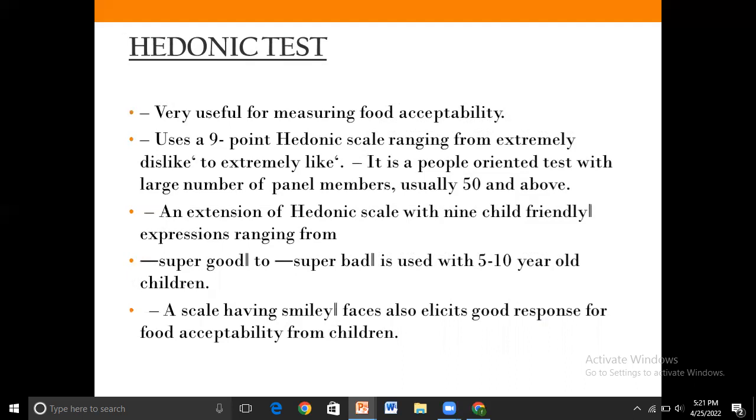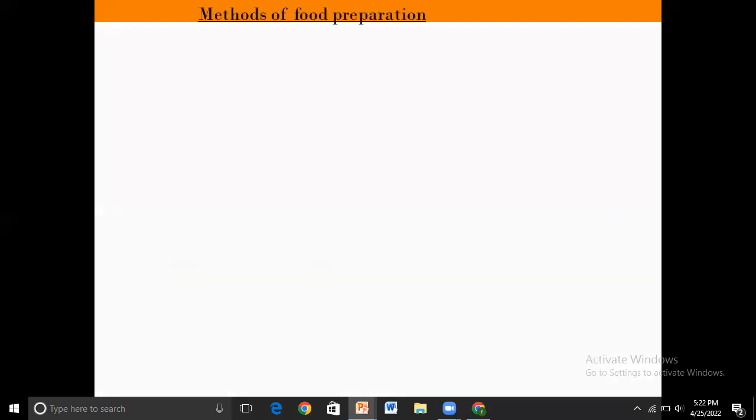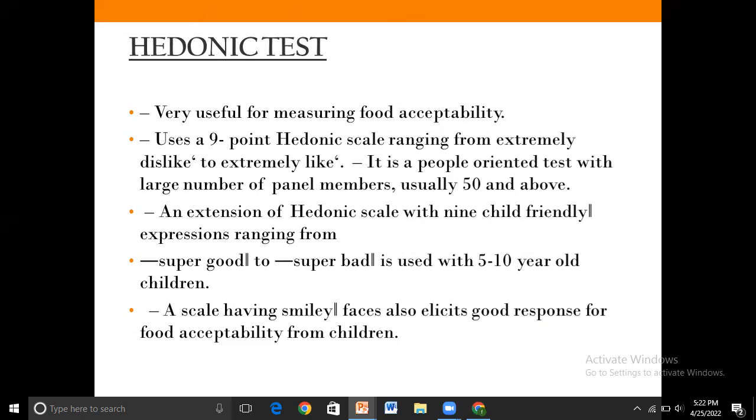Mostly this test is conducted with 50 or more people, because we know that taste is a subjective thing, right? We can't make a conclusion by taking a very small group of people, because if 10 people like it, it doesn't mean that a large group of the population likes it. So we have to do this test on at least 50 and above people. It is done for children also. They are given smileys and emoticons to express their liking towards particular foods. This is how you do the sensory evaluation of foods.